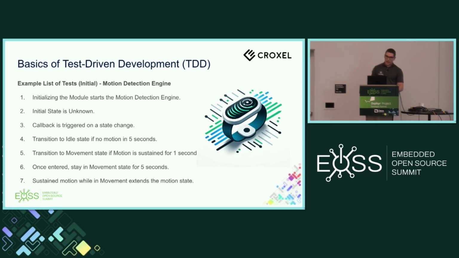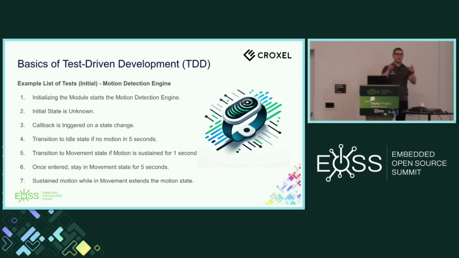The transition to idle state happens if there is no motion in 5 seconds. Essentially, the system goes into idle state, no motion. You go into movement state if motion is sustained for 1 second. And once you've entered the motion state, you stay in that state for 5 seconds. That's the premise.